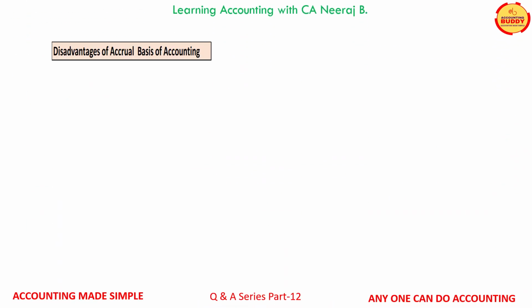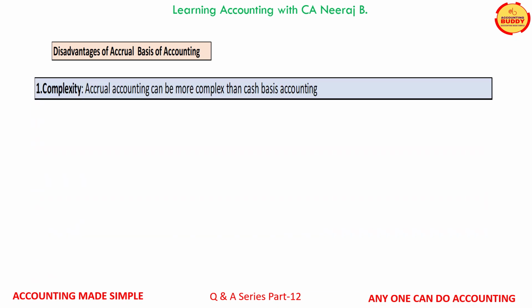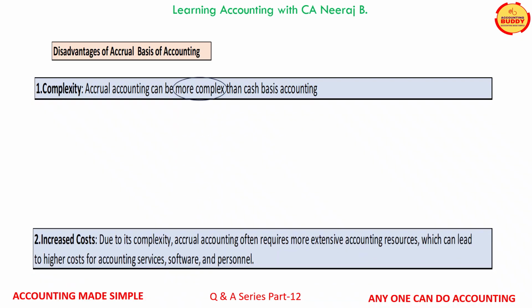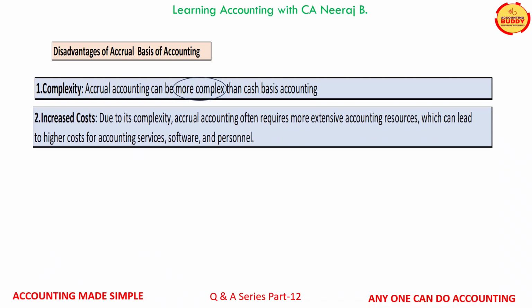Let me now take you through the disadvantages of accrual basis of accounting. Number one, complexity. Accrual accounting can be more complex than cash basis of accounting. Second, increased costs. Due to its complexity, accrual accounting often requires more extensive accounting resources, which can lead to higher costs for accounting services, software, and personnel.